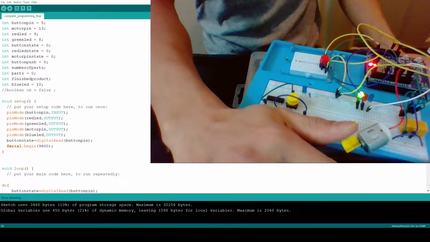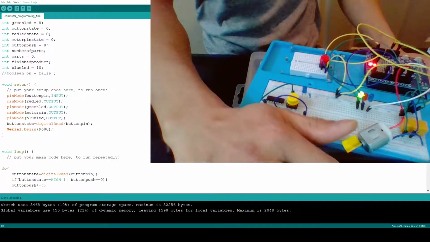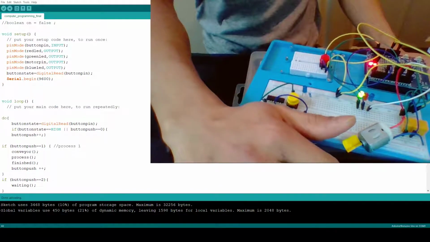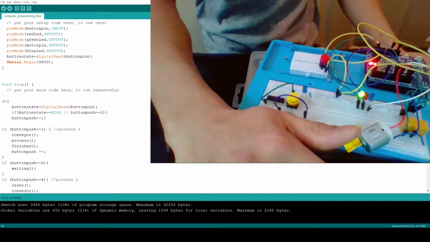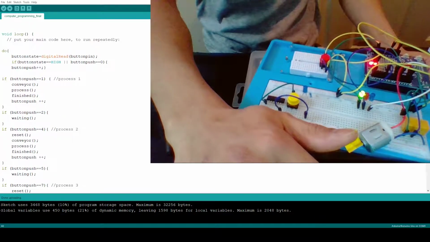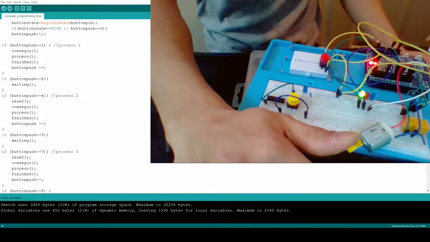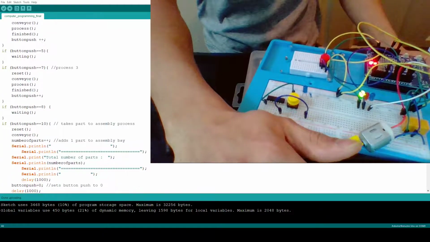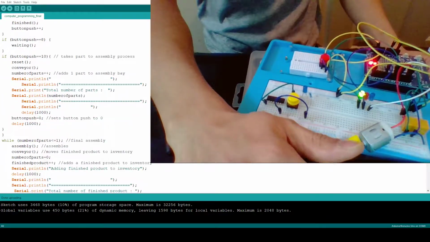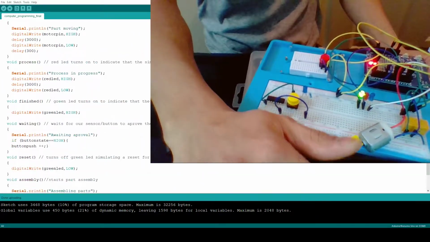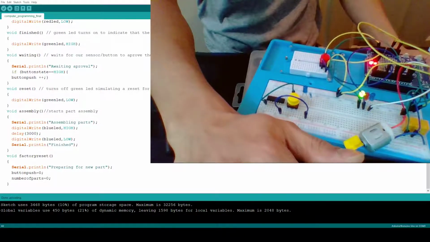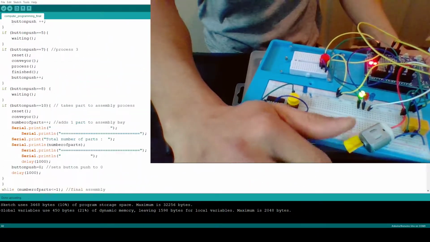Right here I have my code. I have all my variables, pin modes to declare outputs and inputs, and I have my functions. Serial prints, and then at the bottom I have all my void functions.